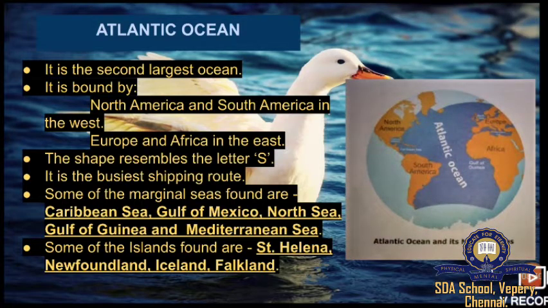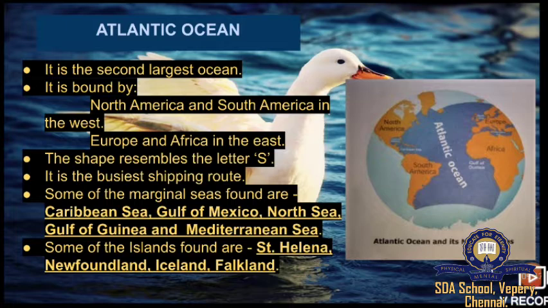So just like what we read, we see in the picture too, right? Atlantic Ocean is in the middle, and in the west side we see North America and South America, that is on the left side, and on the right side you see Europe and Africa. The shape resembles the letter S. Can you see in the picture? It looks similar to the alphabet S, right?